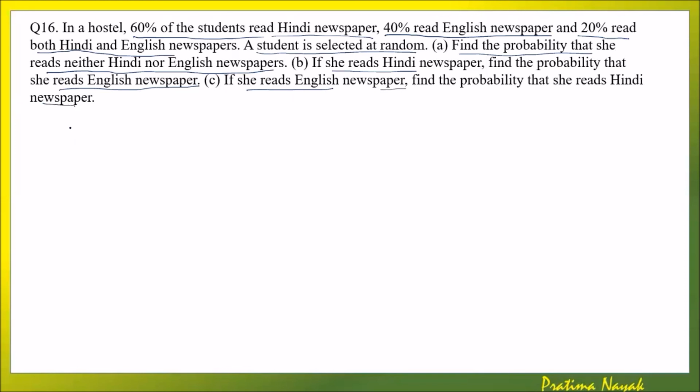So though it is a question from conditional probability, it also relates to independence. So what we'll write now: I am writing probability of Hindi newspaper, I am denoting as H. So P(H) is equal to 60 by 100. Similarly, probability of English newspaper is equal to 40 by 100. And when I am writing both, this will be P(H intersection E) is equal to your 20 by 100.